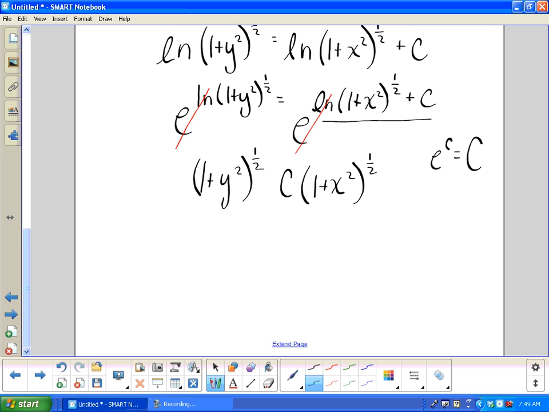Now I want to get rid of the 1/2 on the side with the y because I want to try to solve for y squared. And so I'm going to square both sides, which is cool because that'll get rid of the 1/2 on the other side.